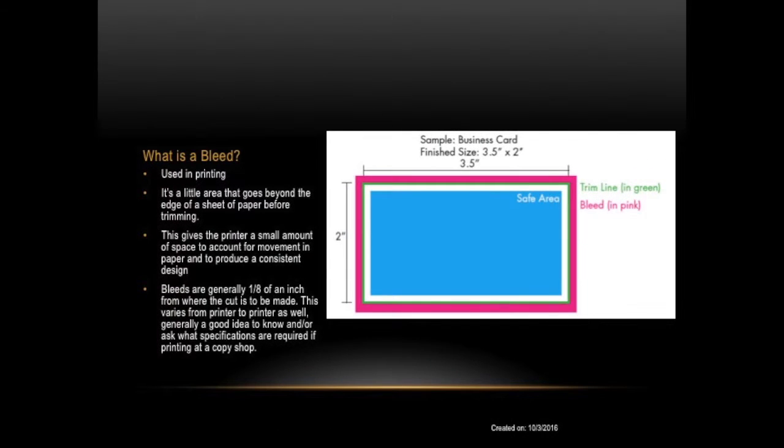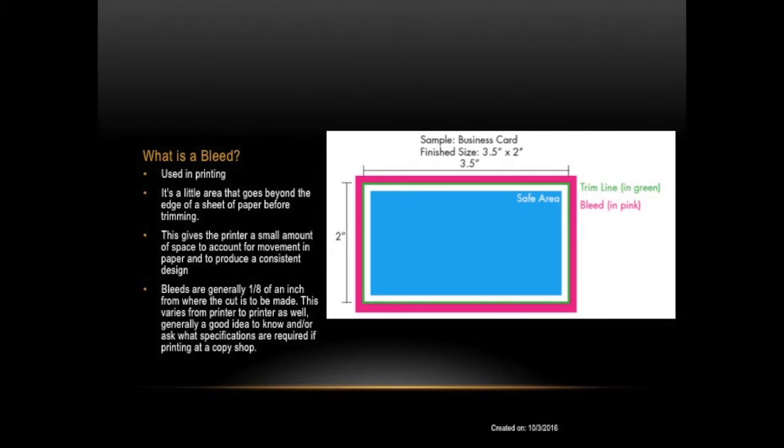I want to talk about what is a bleed. It is a printing term. It's the little area that goes beyond the edge of a sheet of paper before trimming. So what it does, it gives the printer a small amount of space to account for movement of paper and to produce a consistent design. And bleeds are generally 1/8 of an inch where the cut is to be made.